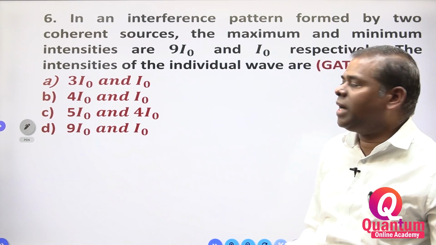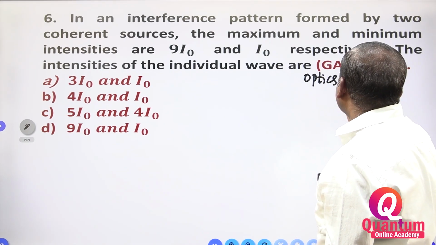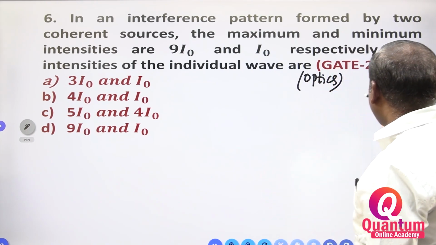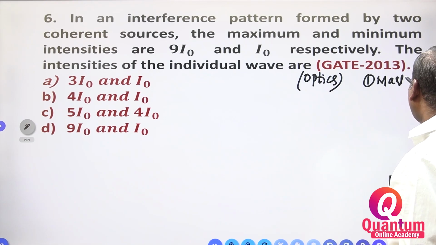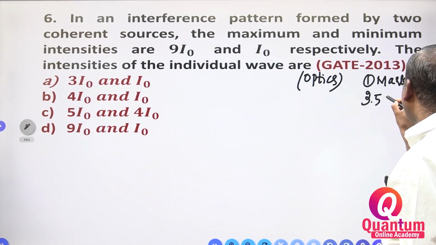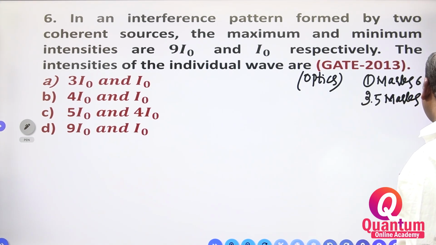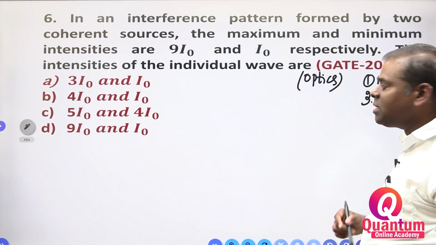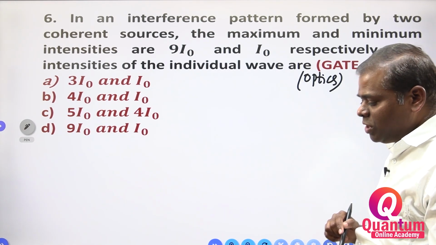This is very, very important. From optics they are making the question. Every time they are asking in CSIR and GATE, whether it may be a GATE 1 mark question or a CSIR 3.5 marks question, they will ask in the optics part. In the GATE examination you will get only 1 mark from optics. In the CSIR examination, they will ask a 3.5 marks question.